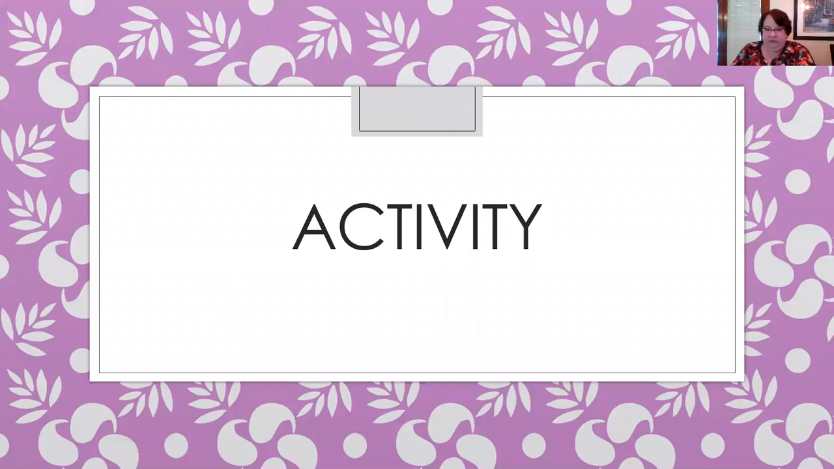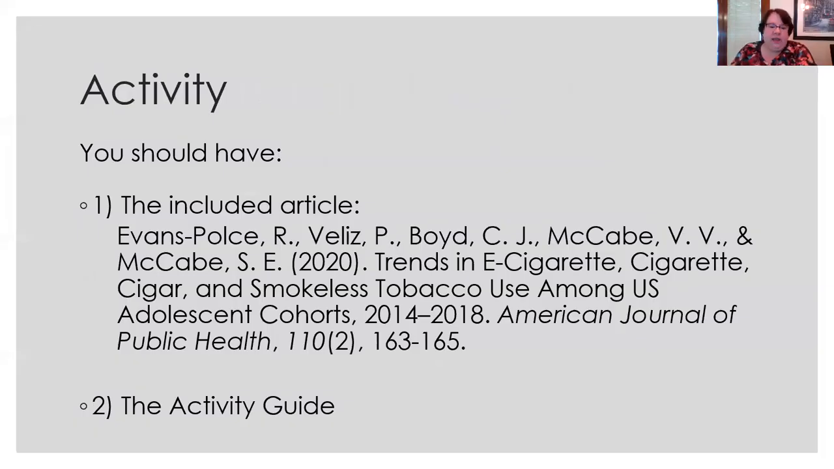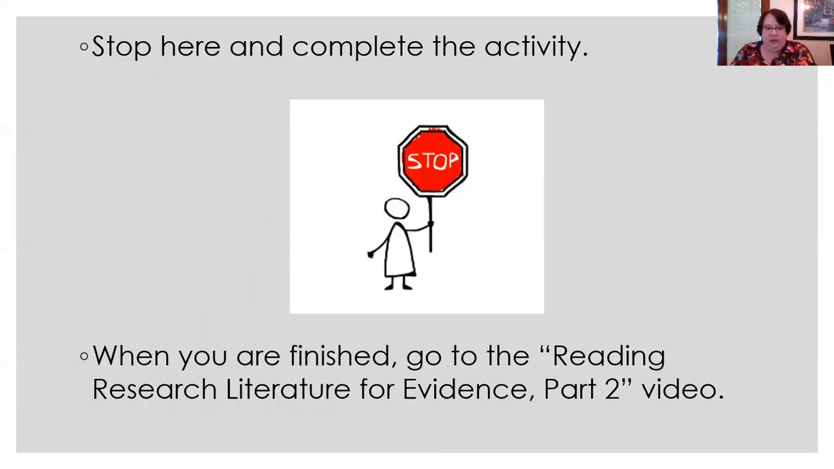Now we're going to move to an activity that's going to give you a little bit of practice on reviewing journal articles and how to find the important information that might be relevant to you. You should have, to start the activity, the included article, Trends in E-cigarette, cigarette, cigar, and smokeless tobacco use among U.S. adolescent cohorts, and there is an activity guide that corresponds to that. I'd like you to stop here and complete the activity, and when you're done, we'll come back. You can go to the Reading Research Literature for Evidence Part 2 video, and we'll go over your activity.